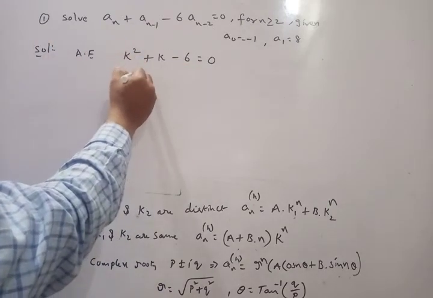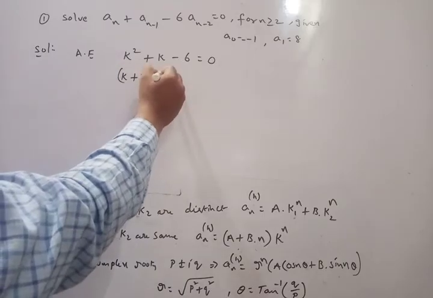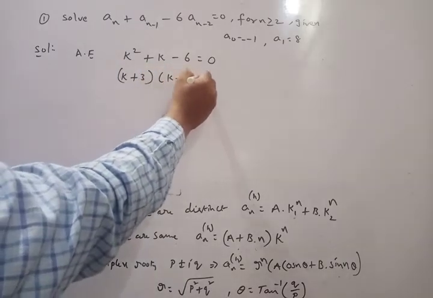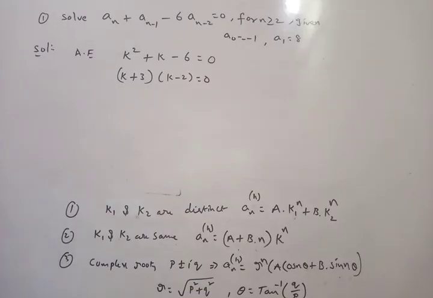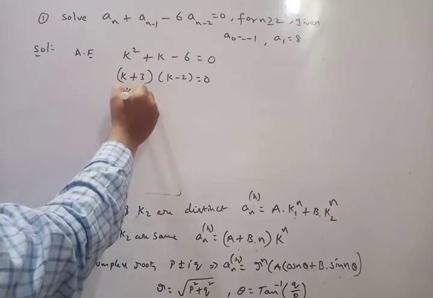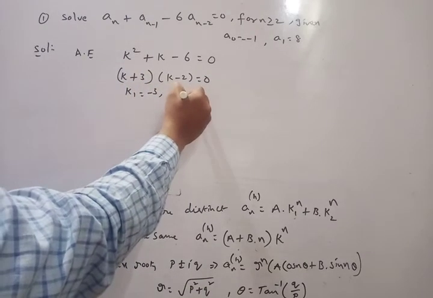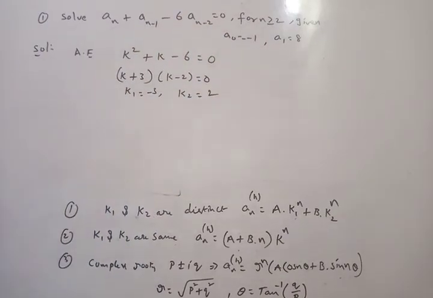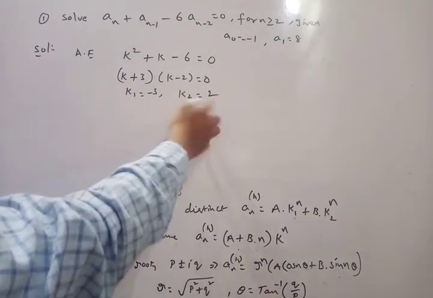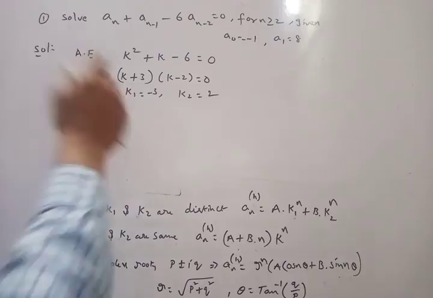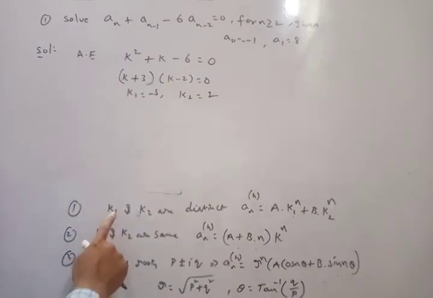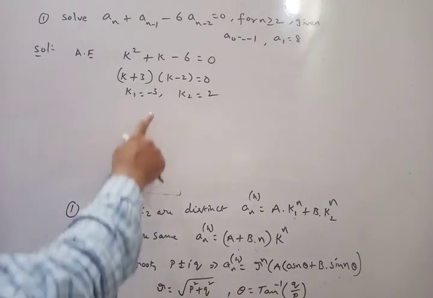So what are the roots? 3 times 2 is 6, so (k + 3)(k - 2). I get here k1 = -3 and k2 = 2. Otherwise you can take k1 as 2 and k2 as -3, your wish. So I got two different roots. So what is the solution if I get two different roots?